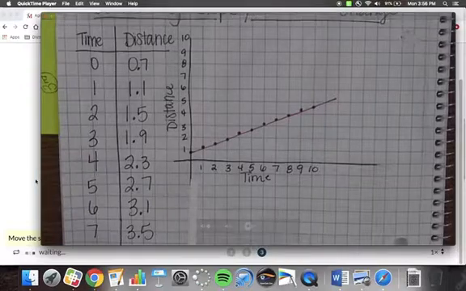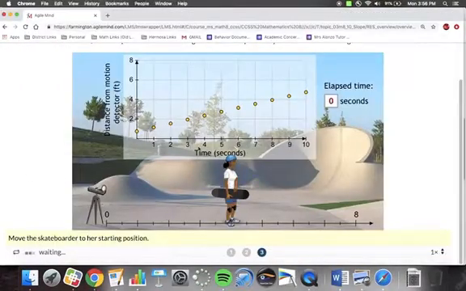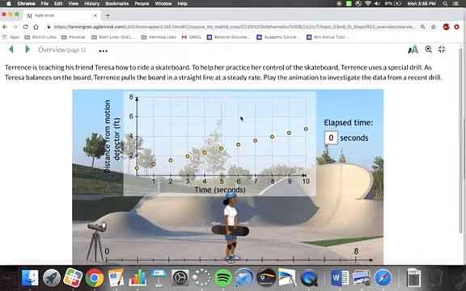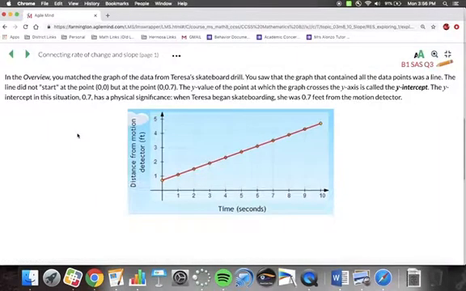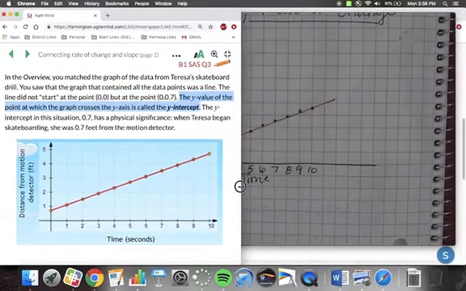Okay, it's not going to be perfect, but try to get it as close to straight as you can. You can also play with the animation to try to get Teresa to move at a constant rate. Yours looks a little bit different than mine. So now go to the next page. Notice you're going to see this right here. The y value of the point at which the graph crosses the y-axis is the y-intercept. I'm going to write that definition down.